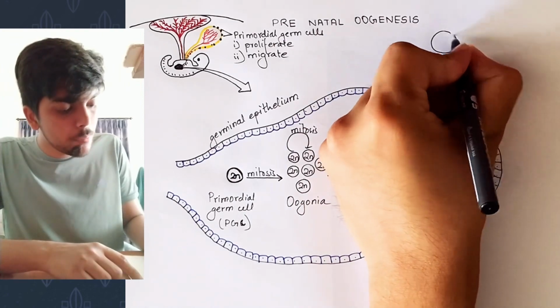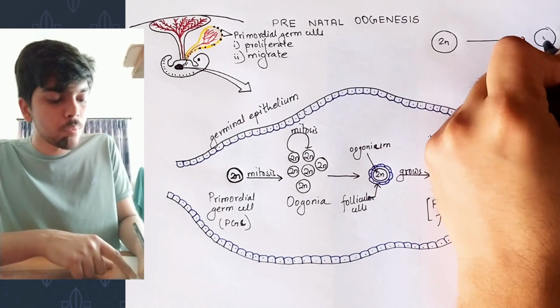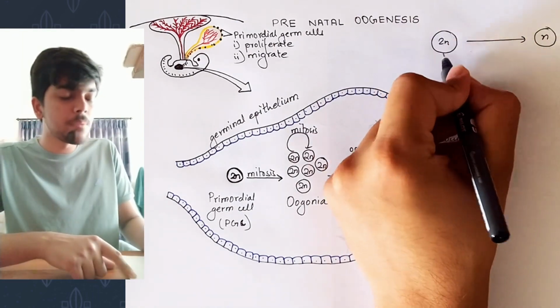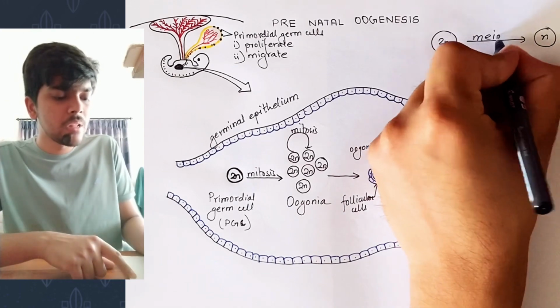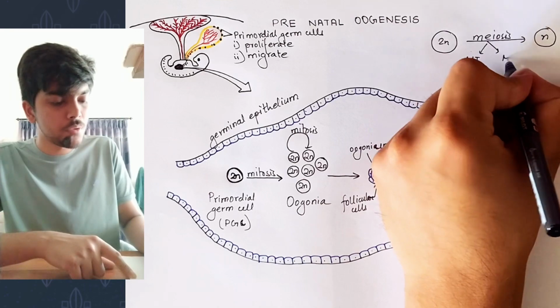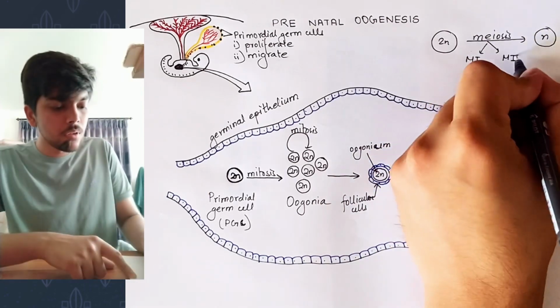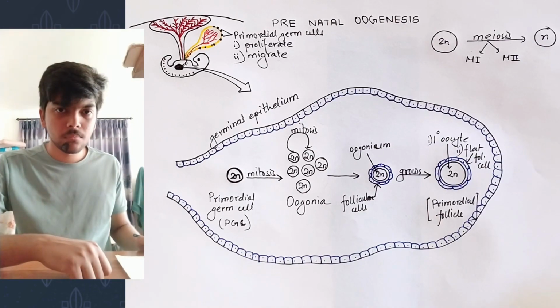Here's a diploid cell. This diploid cell needs to form a haploid cell. Basically, the number of chromosome has to halve. Then what does it go through? It goes through the process of meiosis. And meiosis has two parts. There's meiosis 1 and then there's meiosis 2. So first primary oocyte enters meiosis 1.